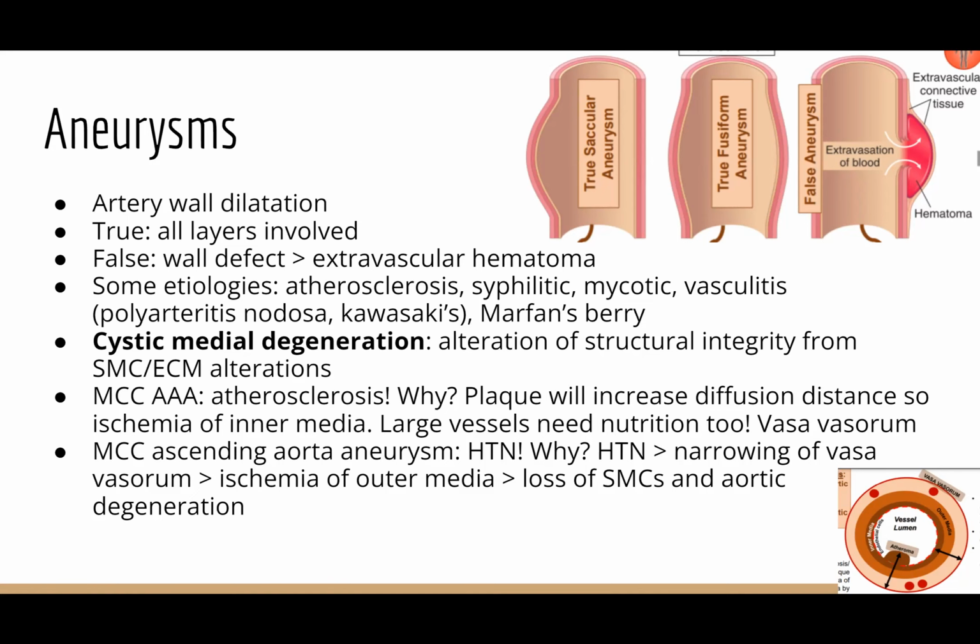Whereas most common cause of ascending aorta aneurysm is hypertension. Why? Because hypertension, you're going to have narrowing of the vasa vasorum, and then you have ischemia of the outer media, and then of course loss of smooth muscle cells and aortic degeneration. So just understand that the vasa vasorum is very important in the pathogenesis of the aneurysms. AAA is going to be the atherosclerosis and the diffusion barrier, and then the ascending aorta, it's going to be the narrowing of the vasa vasorum due to the hypertension and the stress.